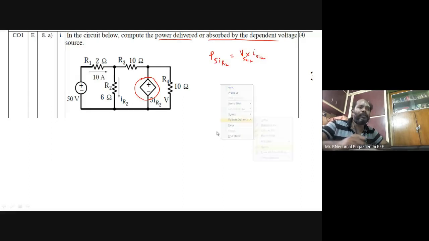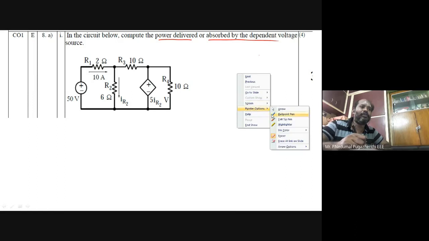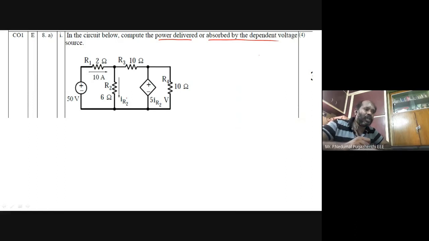How to find it? How to find the current and how to find the voltage? If I know what is IR2, then I can know the voltage value of this source 5IR2. Am I right? If I know what is IR2, then I can know the voltage. So one part is over for power.